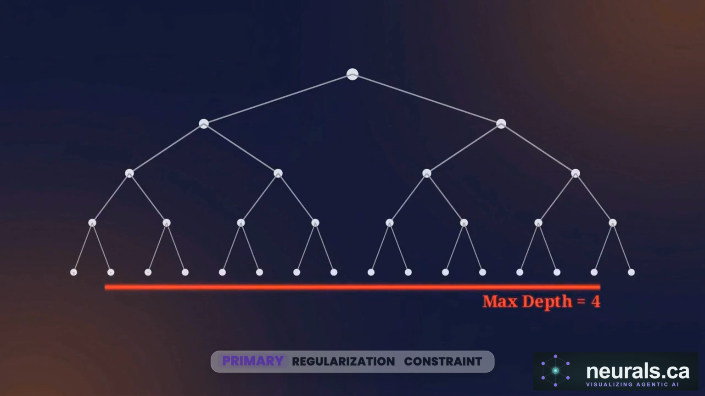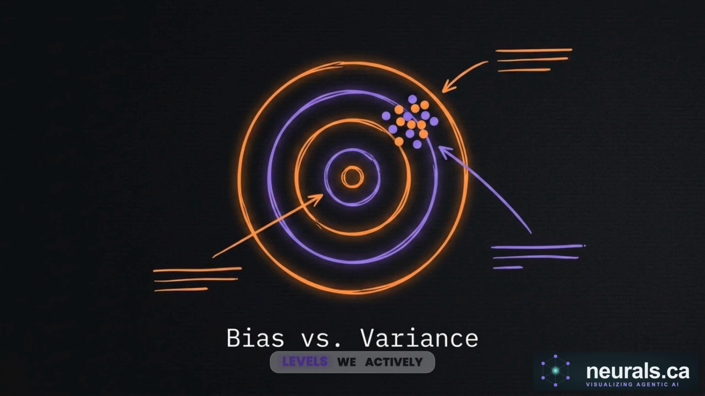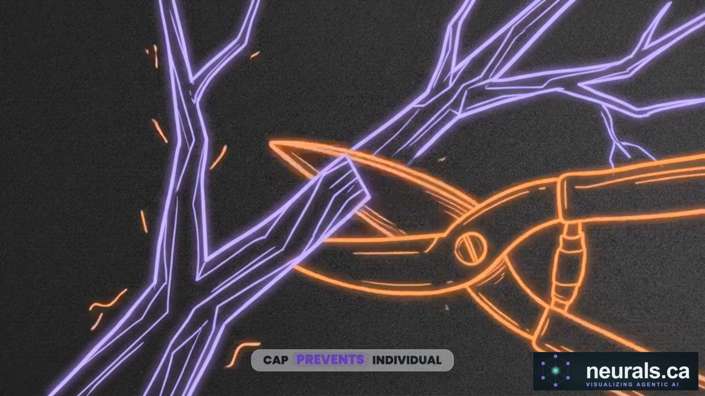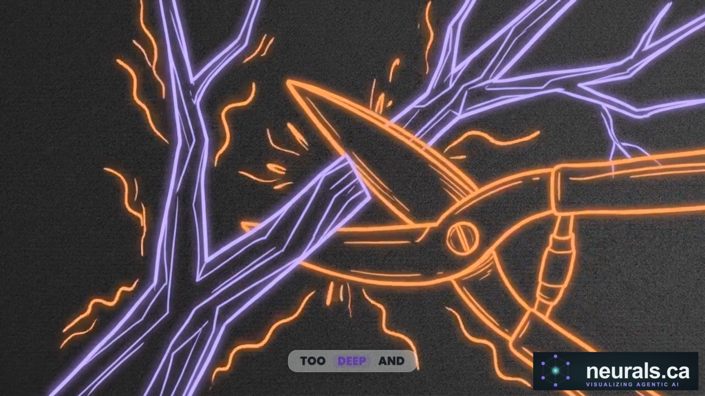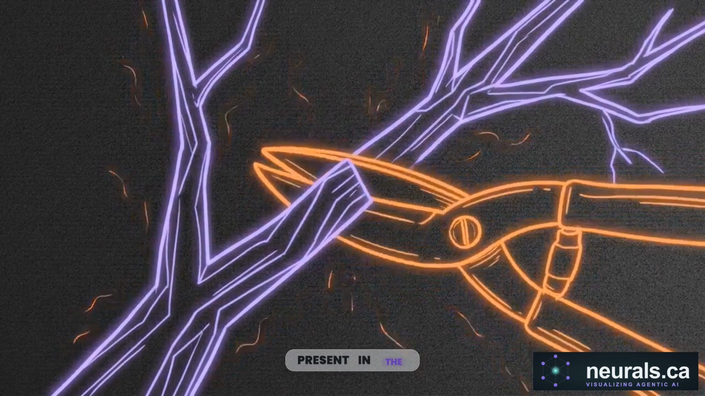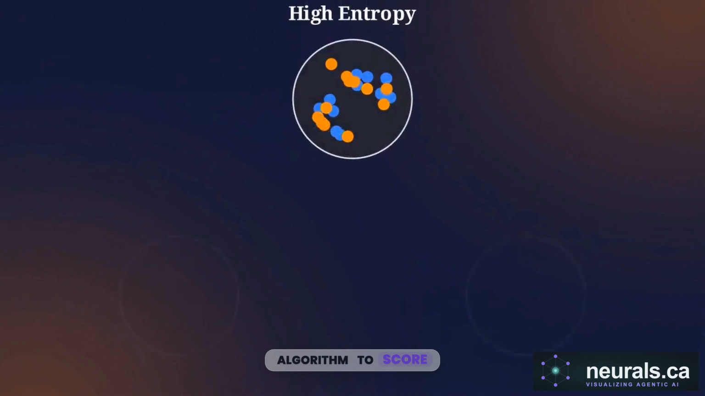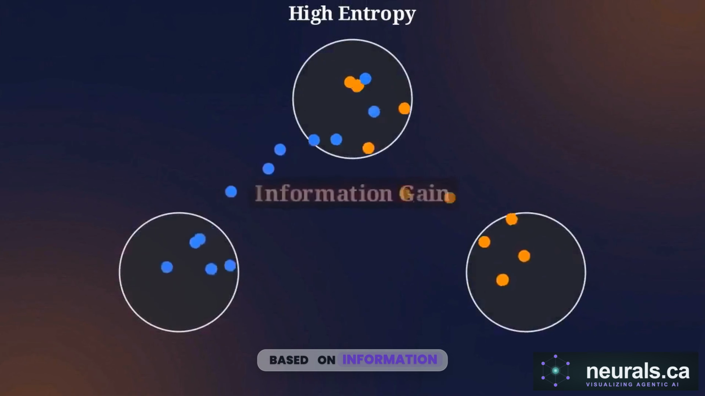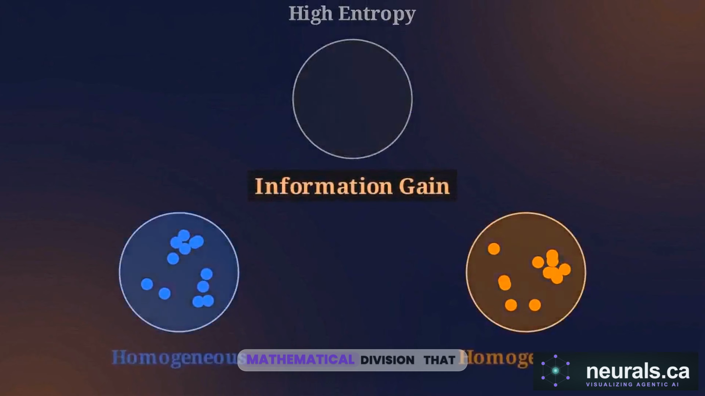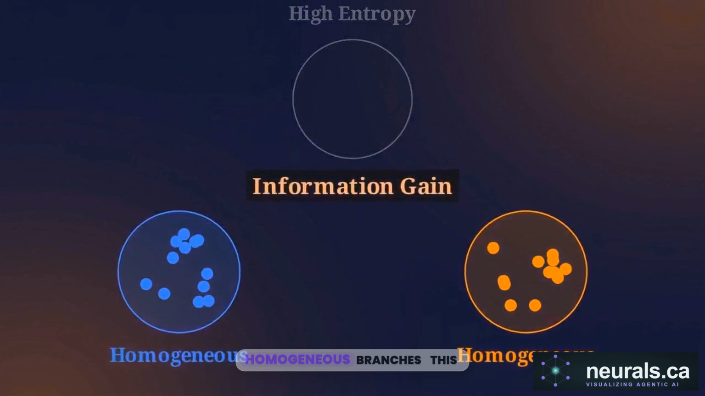This acts as the primary regularization constraint to explicitly halt vertical tree growth. By limiting the depth to 4 levels, we actively manage the bias variance trade-off. This cap prevents individual trees from growing too deep and memorizing the noise present in the training data. Next, we define the criterion as entropy. This forces the algorithm to score potential node splits based on information gain, seeking the mathematical division that creates the most homogeneous branches.